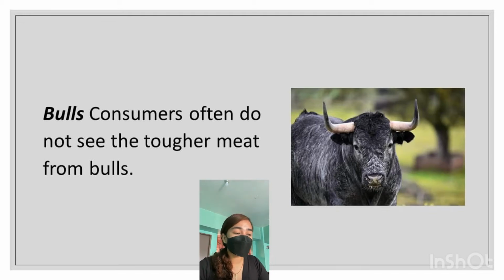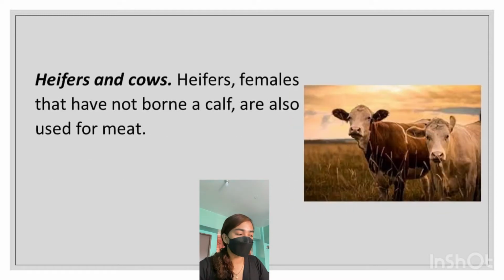These older uncastrated males that provide stag meat are usually used for breeding and then later for processed meats and pet foods. Next, we have the heifers and cows. Heifers are females that have not borne a calf, so they are also used for meat. The meat from cows, or female cattle that have borne calves, is less desirable than that from steers and heifers.